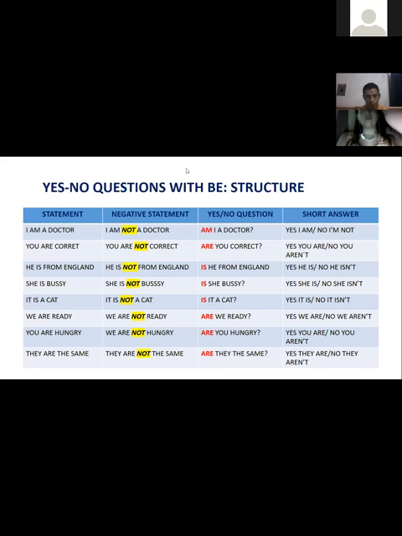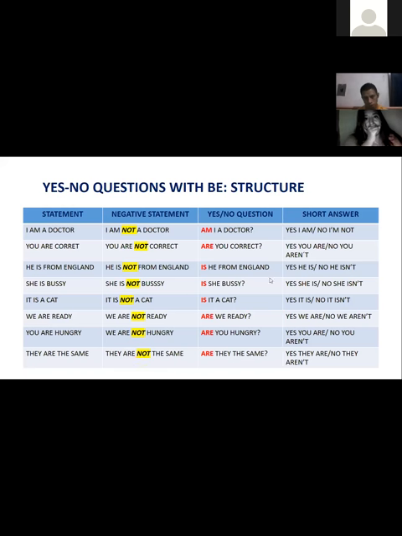We are not ready, or we aren't, right? We aren't. We are not hungry, or in this case, you're not hungry, or you aren't hungry. They are not the same, or they aren't the same. Okay, this is the negative statement.